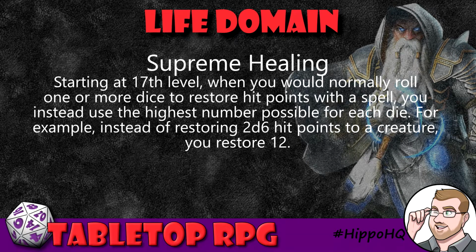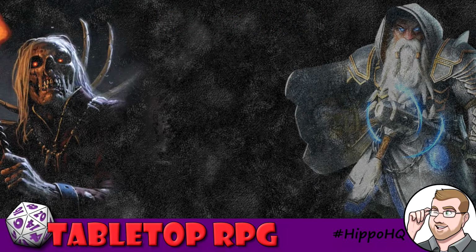Supreme Healing. Starting at 17th level, when you would normally roll 1 or more dice to restore hit points with a spell, you instead use the highest number possible for each die. For example, instead of restoring 2d6 hit points, you simply restore 12. So as you can see, the Death Domain is all about death, controlling the undead, and making the living dead. Whereas the Life Domain is all about keeping people alive, doing extra healing, and making sure you can stay up front in the battle, doing what you do best.